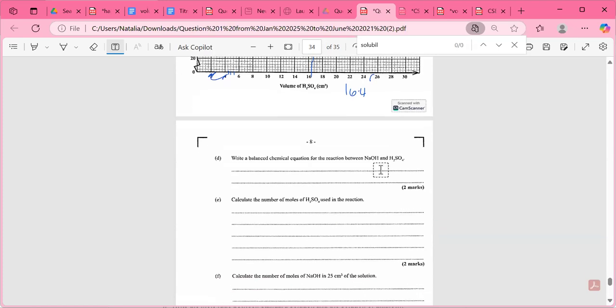It's a balanced chemical equation, the same thing we've been writing. It asked for a state symbol, but this is just practice. So when they actually ask, we stay ready.